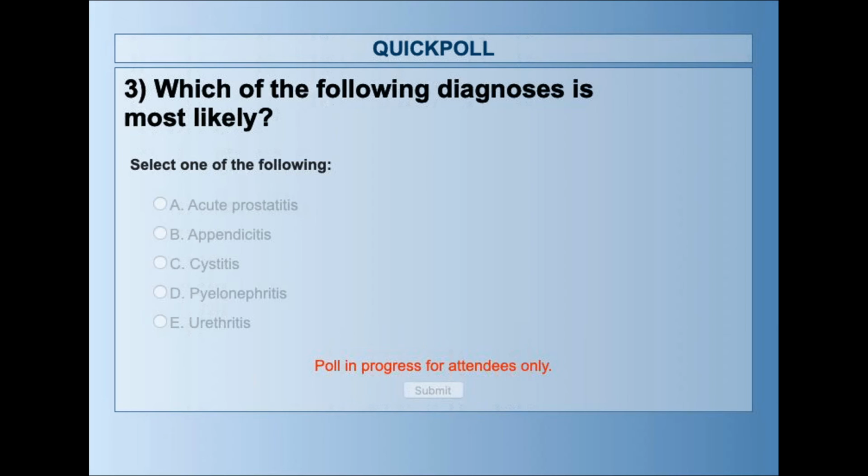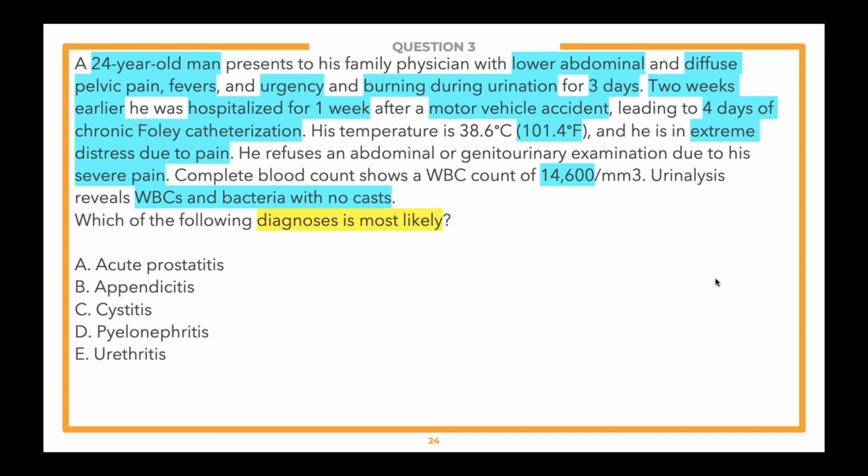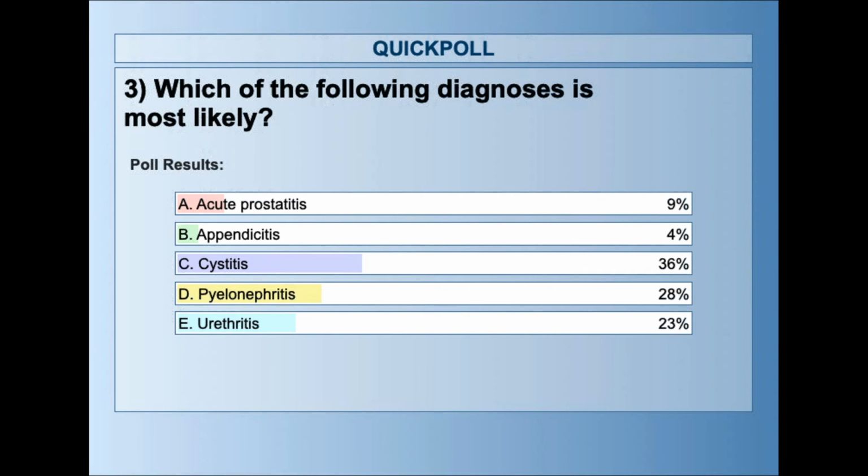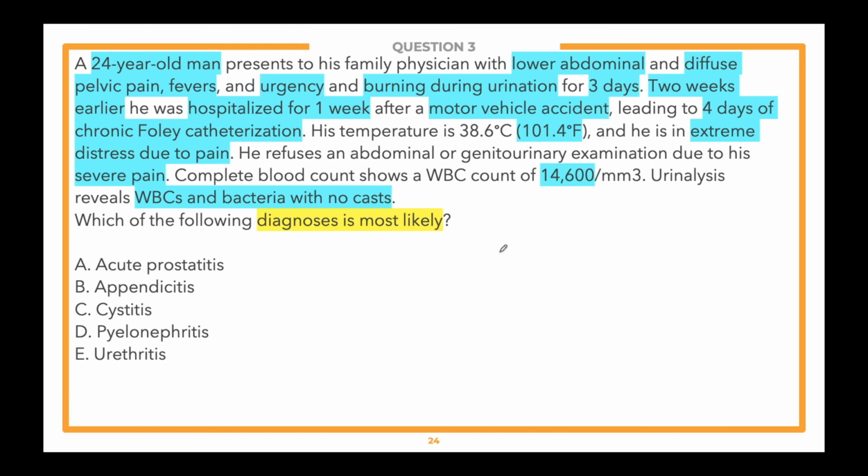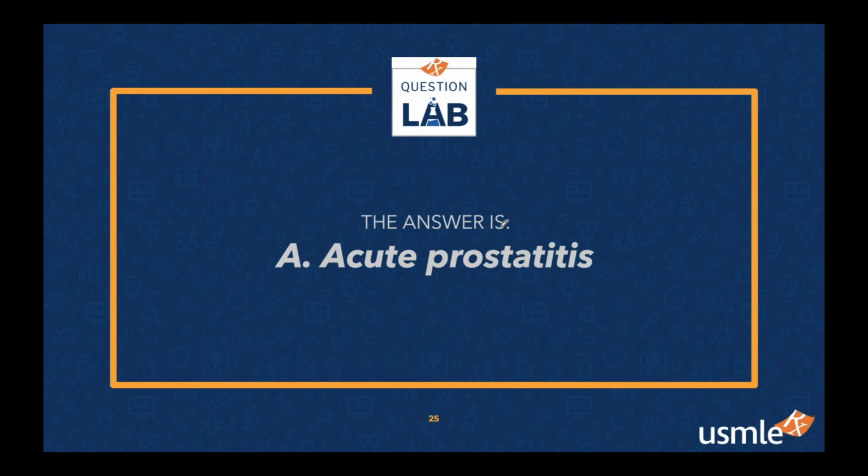All right, a few more seconds here. All right, let's take a look and see what all of you selected. It was close. 36% of you selected cystitis and 28% of you selected pyelonephritis. So let's take a look and see what the correct answer is. And the correct answer is A, acute prostatitis. So definitely a challenging question. Let me hand it off to Boris.